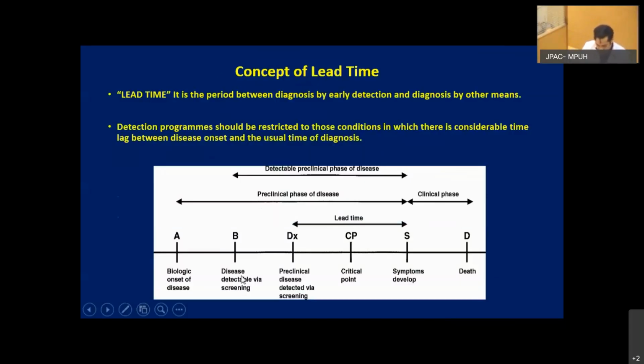Here, A is the point of biological onset of the disease, B is the point where the disease is detectable via screening, and DX is the point where preclinical disease is detected via screening. C is the critical point, and S is the point where symptoms develop. The period between D and S can be considered the lead time. It is usually in the preclinical phase.